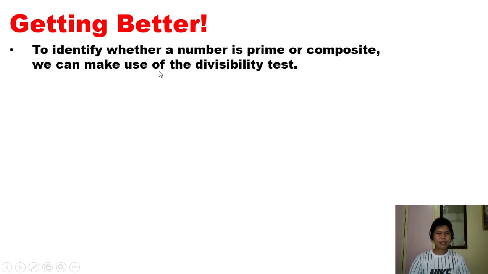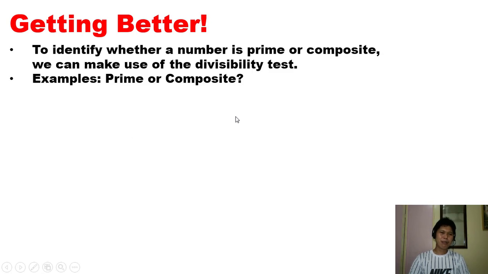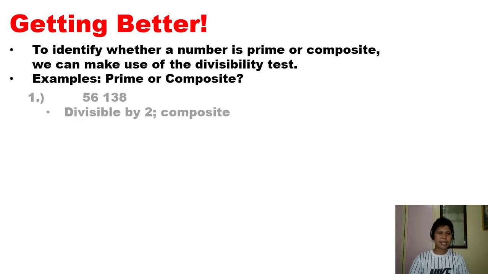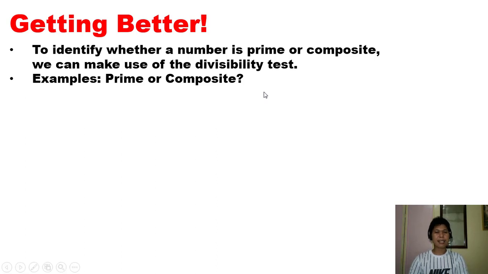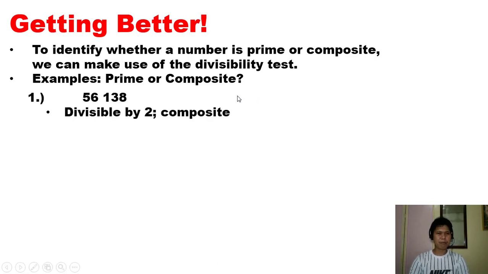Okay. So, to identify whether a number is prime or composite, we can make use of the divisibility test. Kasi nga, hindi naman applicable palagi yung Sieve of Eratosthenes. So, pwede rin natin gamitan ng divisibility test kasi okay lang kung less than 100 lang, tapos memorize mo yung 25 prime numbers. Paano kung lagpas sa 1,000? So, apply natin ang divisibility test. Let's have the examples.